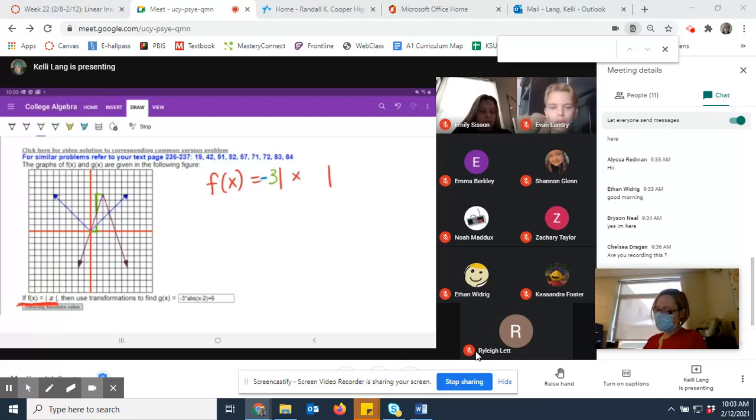Then inside our parent function, if we were shifted left or right, we need to account for that. We were definitely shifted. We were shifted right 2 units, so that's going to be minus 2. And then outside of the parent function, if we were shifted up or down, we need to account for that as well. And we were shifted up 6 units, so that's a plus 6.